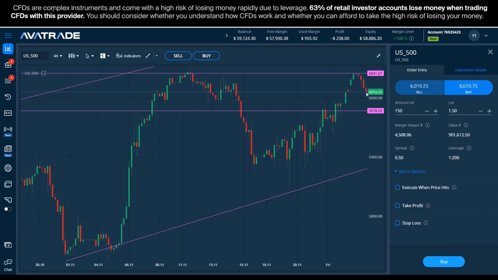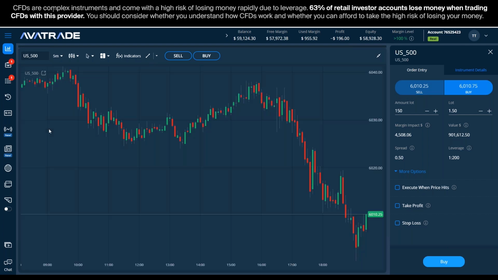So if it gets near 59.78, I would say even 59.90, somewhere in this range here, I might look then to buy off of that support level. But currently, it looks like this has enough pressure that it could continue to drop for a bit more. So if you're looking for a market move, we can look at the 5 minute candles and we can see a strong downtrend.